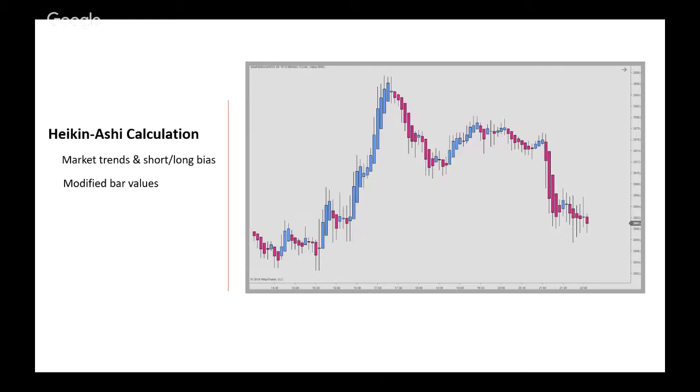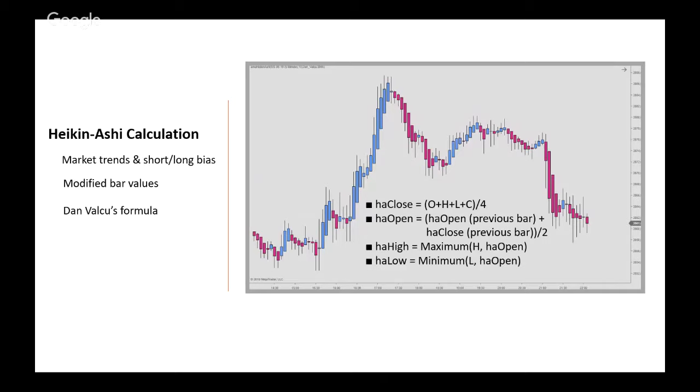So the open, high, low, close here in Dan Valcu's formula refers to the current bar, and the ha-prefix corresponds to the modified Heikin Ashi values. So the Heikin Ashi open equals the midpoint of the previous body range, and the Heikin Ashi close equals the average price of the current bar, whereas the high is the highest value of the real high and the modified open. And the same applies to the low definition, so the lowest value of the real low and the modified open.